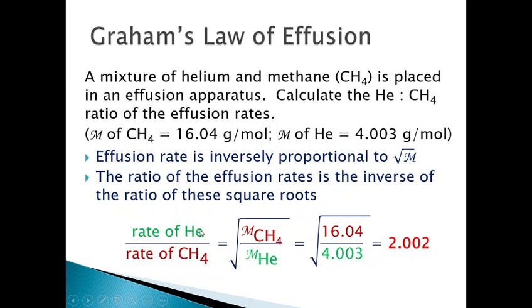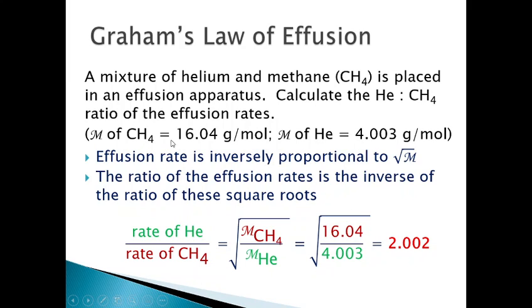But because we're asking about this ratio of rates, you want to make sure that your rate of helium is on top, so the molar mass of helium needs to go on the bottom. Your rate of CH4 is on the bottom here, so you need to make sure that the molar mass of the CH4 goes on top in the next step. And last but not least, don't forget the square roots. After that, you would just plug in the values.